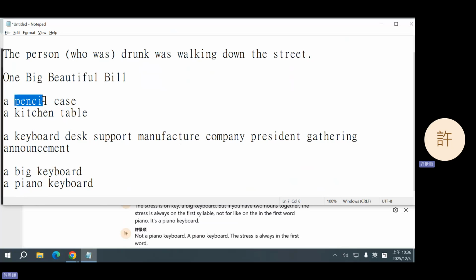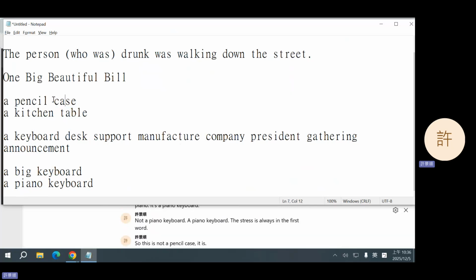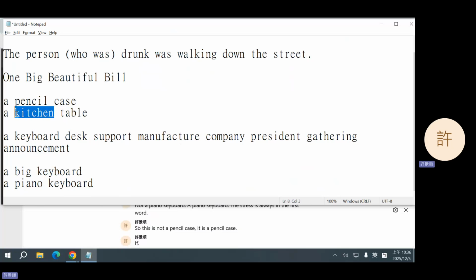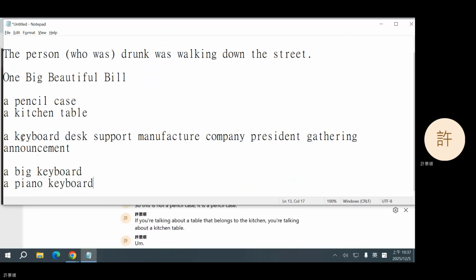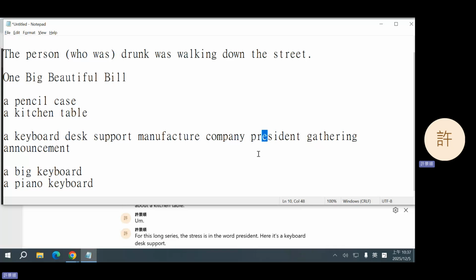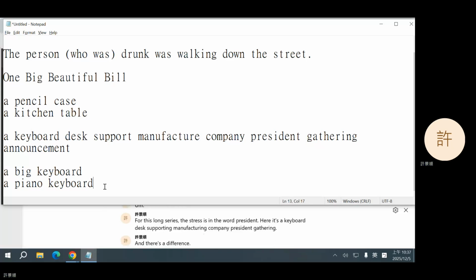So this is not a pencil case. It is a pencil case. If you're talking about a table that belongs to the kitchen, you're talking about a kitchen table. For this long series, the stress is in the word president here. It's a keyboard desk supporting manufacturer company president gathering. And there's a difference. If you use the wrong pronunciation, you're actually talking about 2 different things.